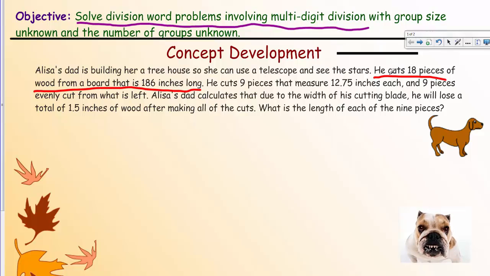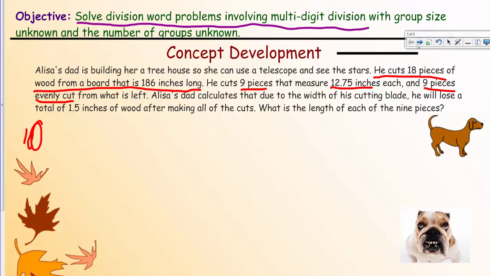So it looks like now, here's my 9 pieces. Here's another 9. So I have 9 pieces here, and I have 9 pieces there. You can see that he's cutting 9 that are going to be this size, and then he's going to be cutting 9 that are evenly cut from what is left of the actual board. So getting that out of the way makes this problem a little bit easier. And Alyssa's dad calculates that due to the width of his cutting blade, you've got a blade that's cutting, right? So it says he's going to lose a total of 1.5 inches of wood after making all the cuts.